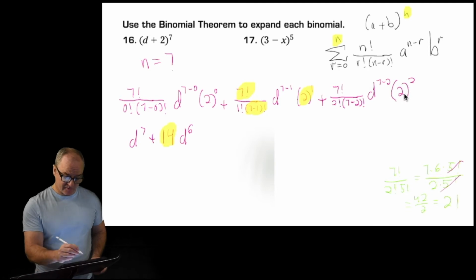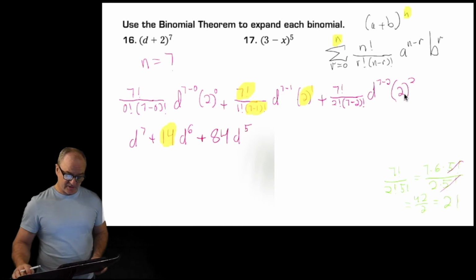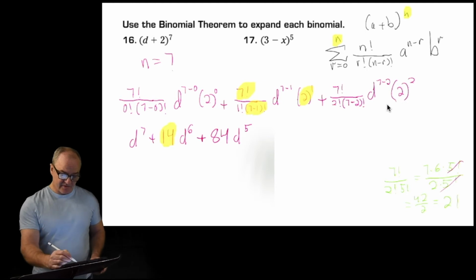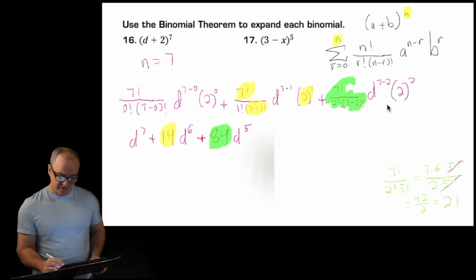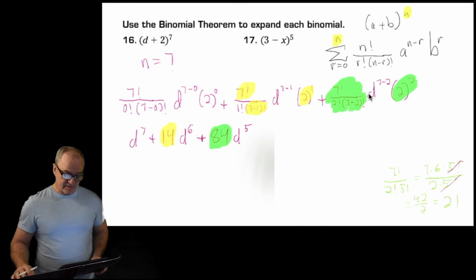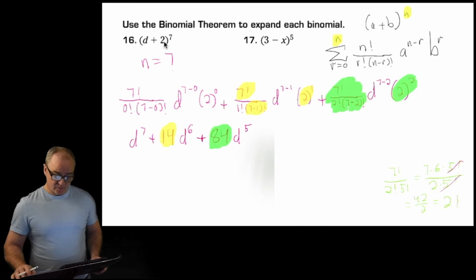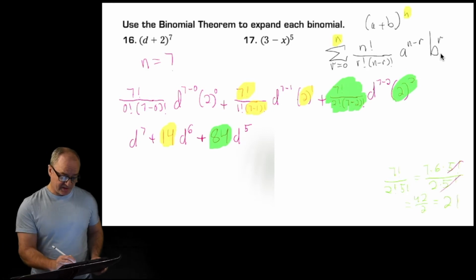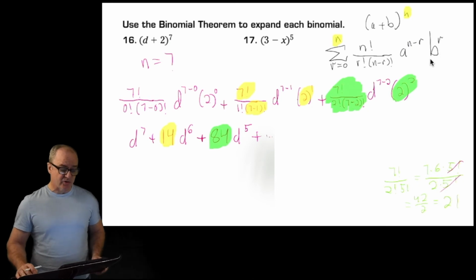So my actual coefficient on my next term is going to be 84d to the 5th, working out the 7 minus 2 there. So again, this whole coefficient of 84 comes from working out my factorials and then multiplying that by 4, coming from 2 raised to the 2nd power. Okay, I could go on, but I hope you get the idea. This is how you would use the binomial theorem to go term by term and expand the entire thing.